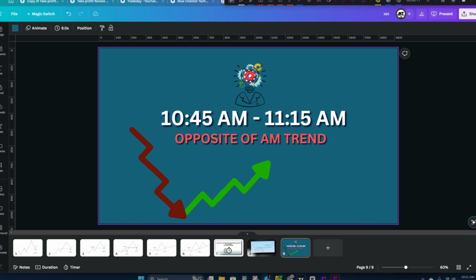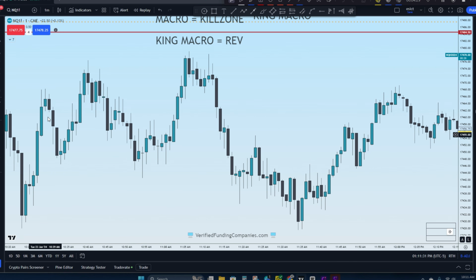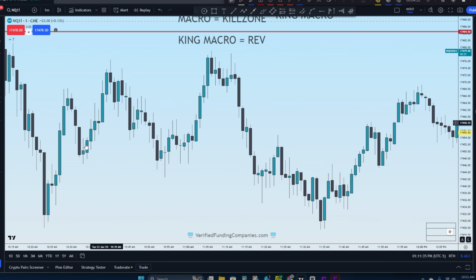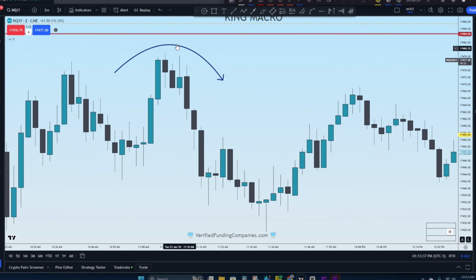Let's go over this one in the price. So here is the first one. From 10 a.m. on, you want to see which way the trend is going. It's going up, right? You have an uptrend, higher lows. So here is your first king macro of the day. It is opposite of the trend. You have an injection of liquidity, right?